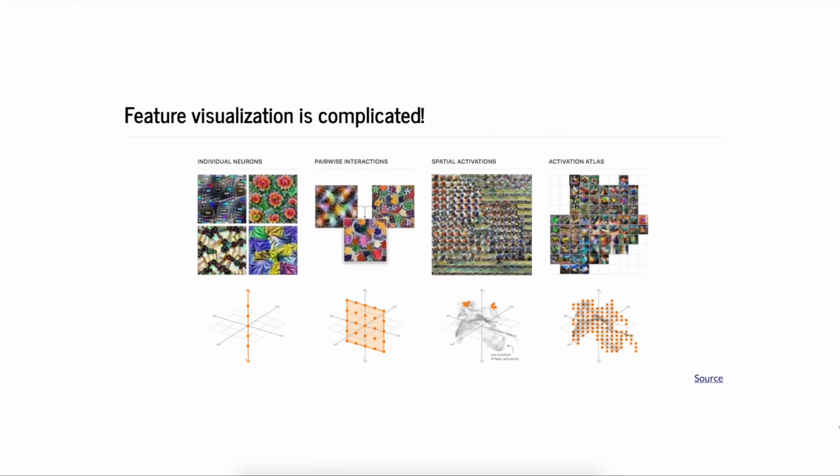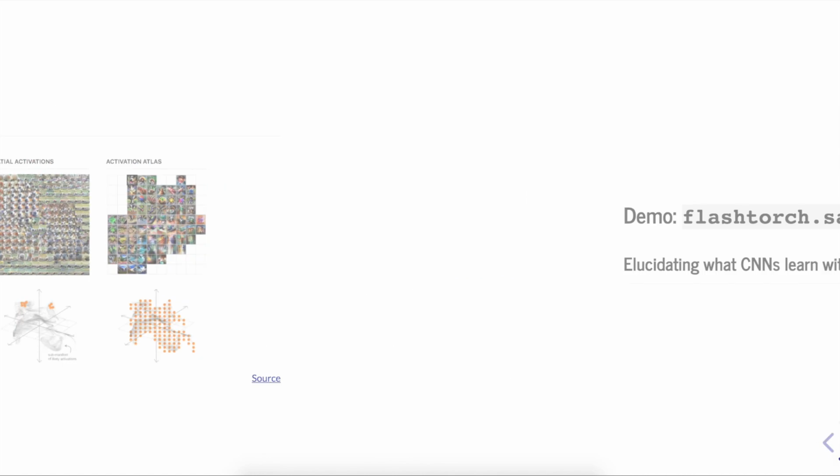Feature visualization aims to understand how neural networks perceive images. However, implementing such techniques is often complicated. FlashTorch was created to solve this problem. Let's see it in action.